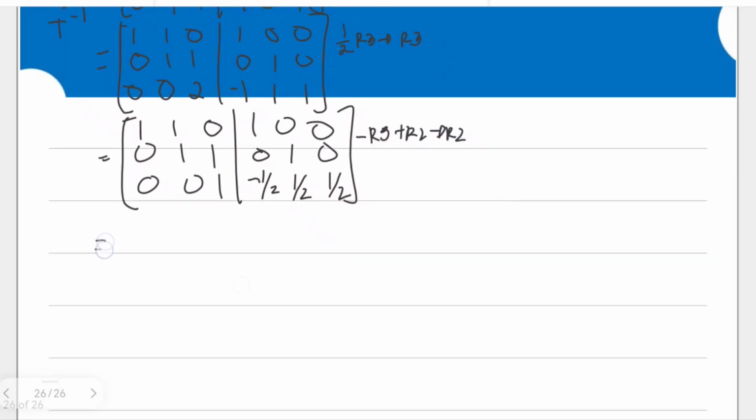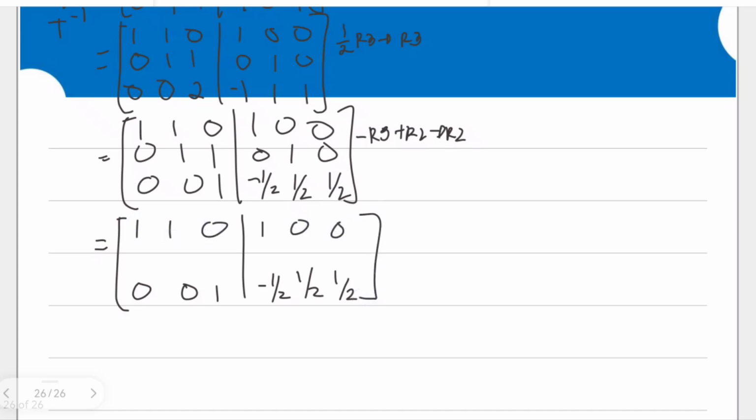Okay? So the third row will be unchanged. Negative 1 half, 1 half. The first row is also unchanged. The second row will be changed like this. Negative 1 times this plus that, still 0. Negative 1 times 0 plus 1, that's still 1. Negative 1 times 1, negative 1 plus 1, 0. Negative 1 times 1 half is positive 1 half plus 0, positive 1 half. Negative 1 times positive 1 half is negative 1 half plus 1. So you have positive 1 half, right?